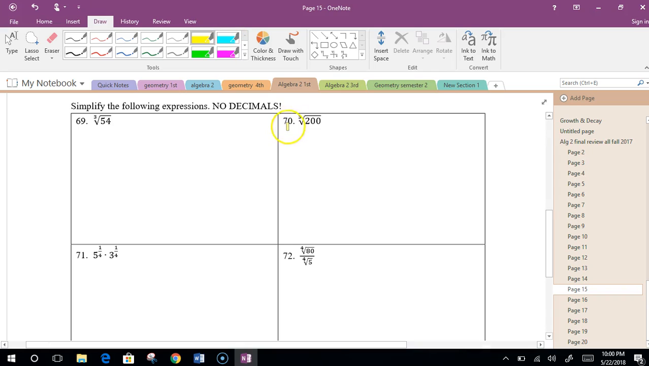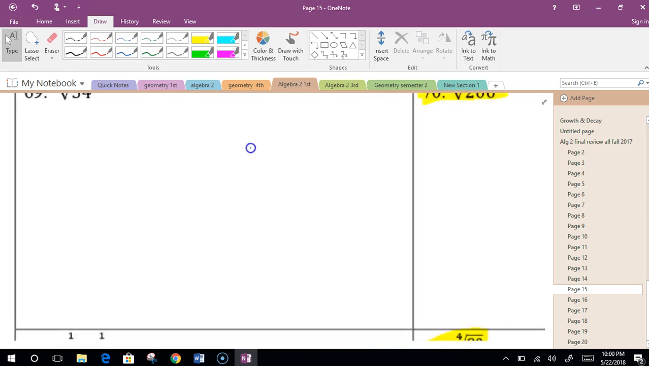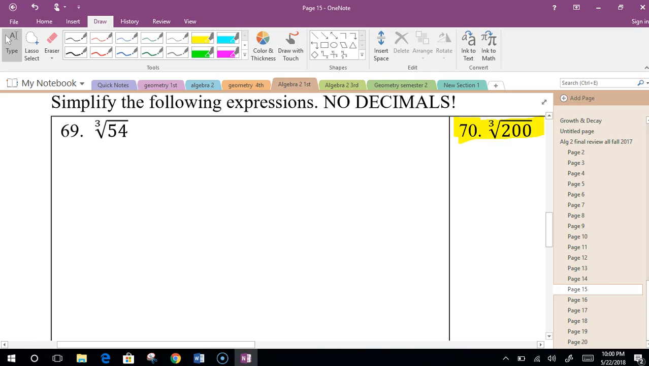More along the lines of questions, I would say like 70, 72, these types of questions. We're going to do all 4 of these just to be on the safe side. So for number 69, they want to simplify. Remember, simplify means you may end up with square roots, cube roots, etc.